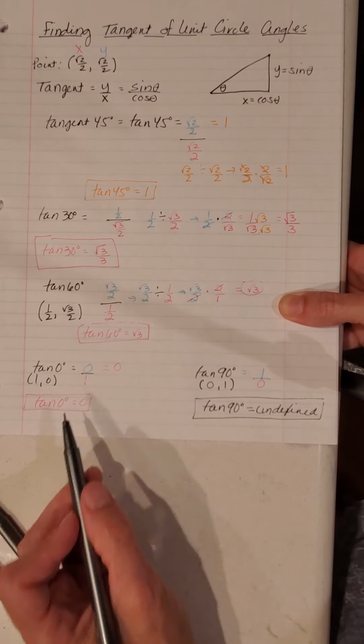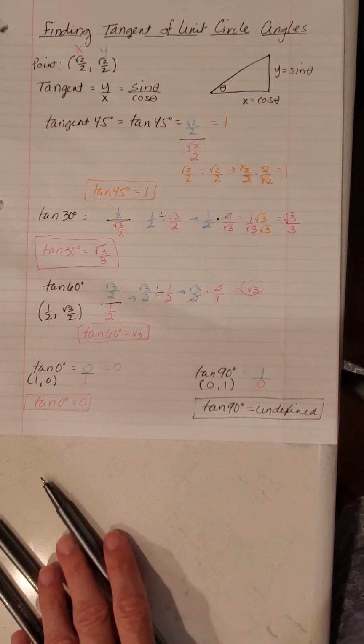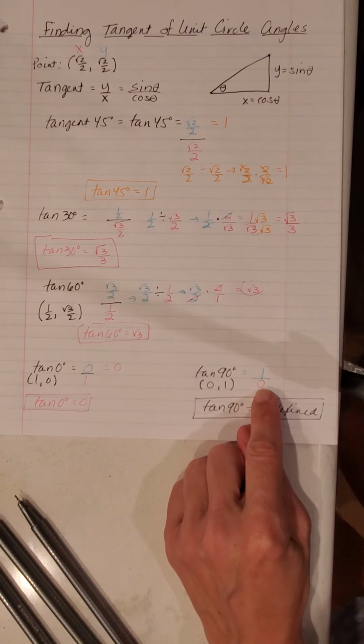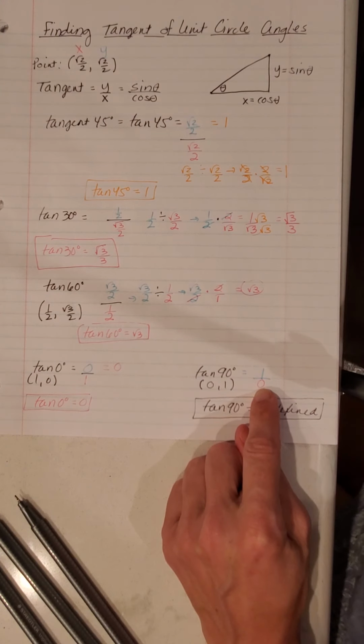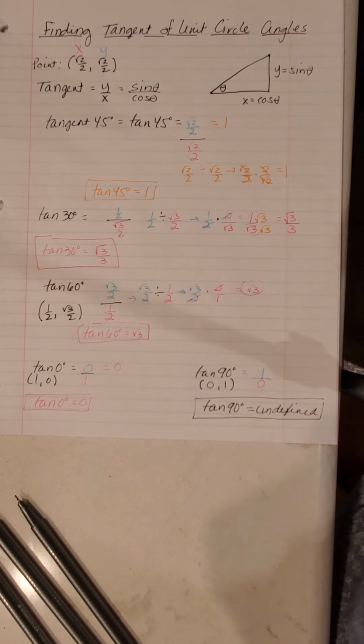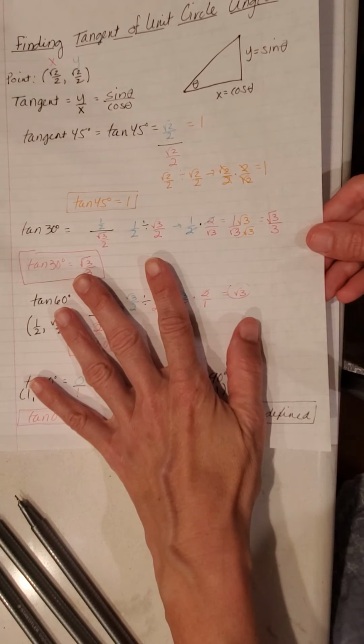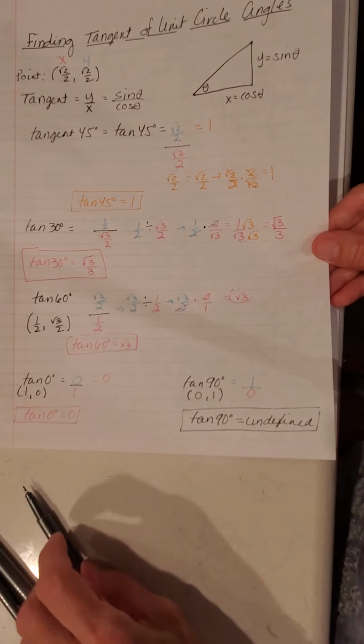So tangent of 0 is 0, but tangent of 90 is actually undefined. It's different because the 0 is in the denominator. 0 in the denominator does not mean 0. It means undefined. I'm going to turn the page, and we're going to look at how we can use this information to find the other ones.